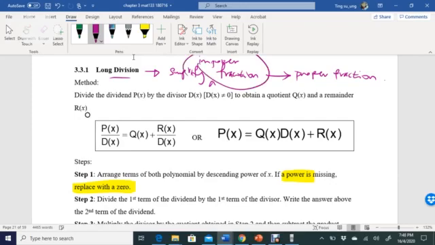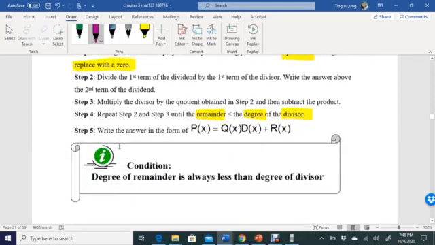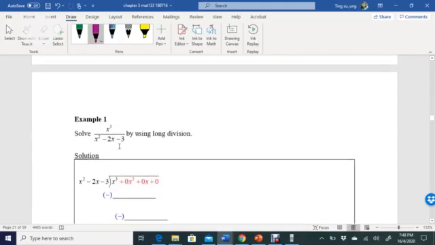What is an improper fraction? An improper fraction is whereby the power of your numerator is greater than or equal to your denominator. So that is improper. I hope you can understand it. Okay, so let us continue.